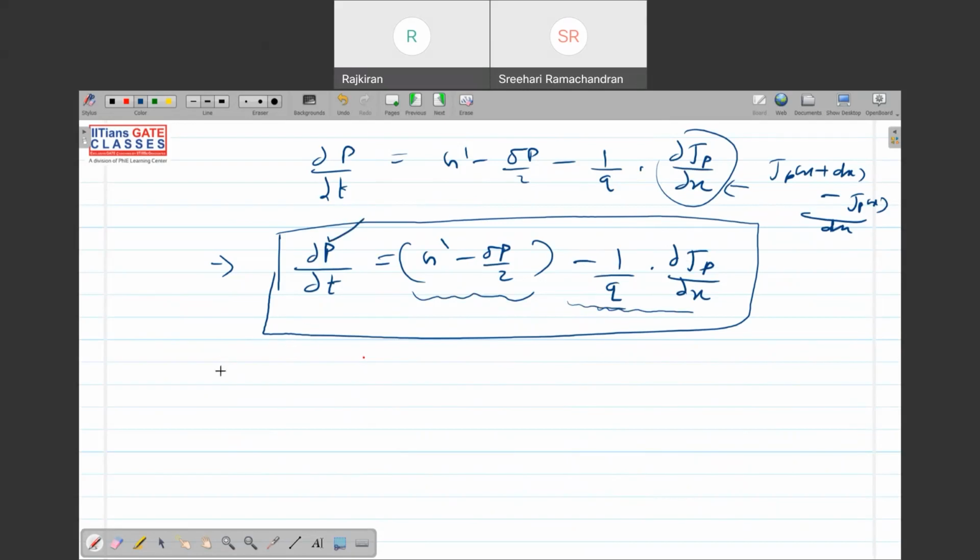Now why is this minus? Suppose I want to know for electron, it will be dn by dt equal to generation minus recombination, which is the net generation rate, plus 1 by q into djn by dx. Getting it? Why is this plus?